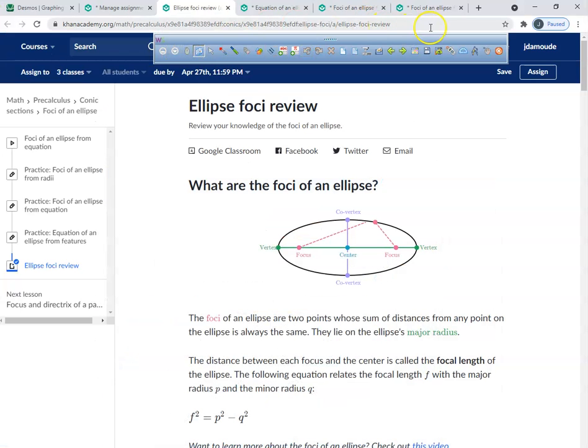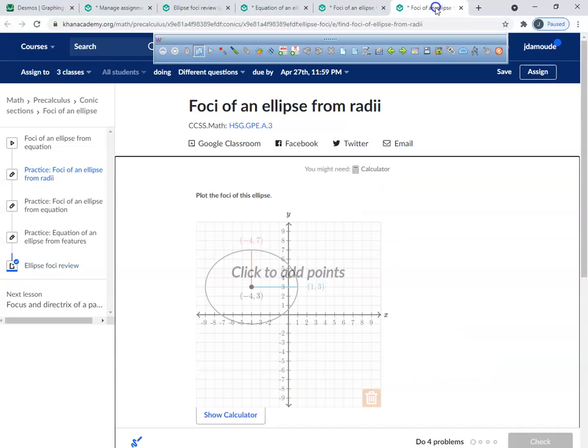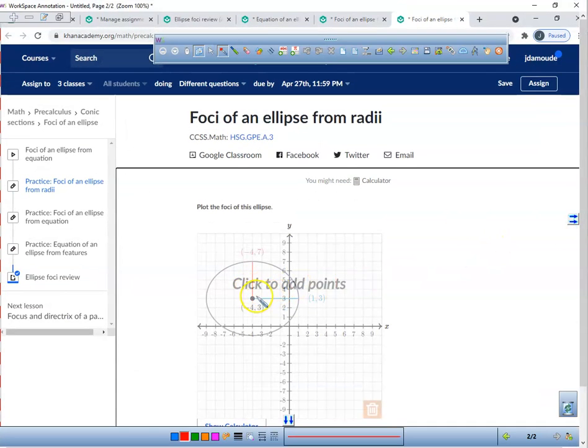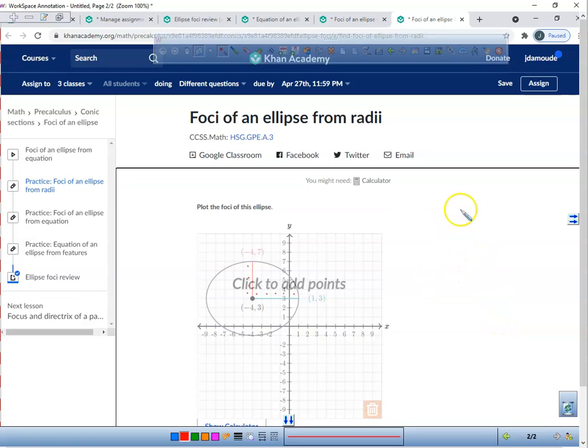All right, so what are we going to be doing today? Pretty easy. Let's go over here and take a look. It says plot the foci of the ellipse. So what we're going to do is take a look at this. We have the center. We have 1, 2, 3, 4, 5, and here we have 1, 2, 3, 4. So if I were to create this ellipse in the equation, here's how I would create it. Ready? We have x plus 4 squared plus y minus 3 squared equals 1.